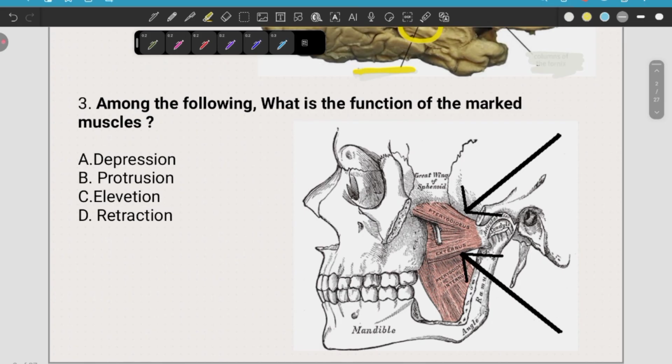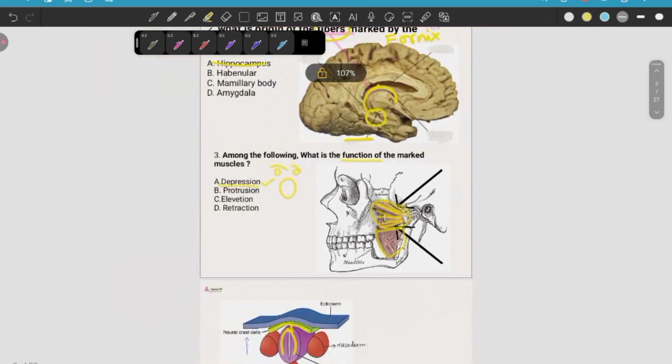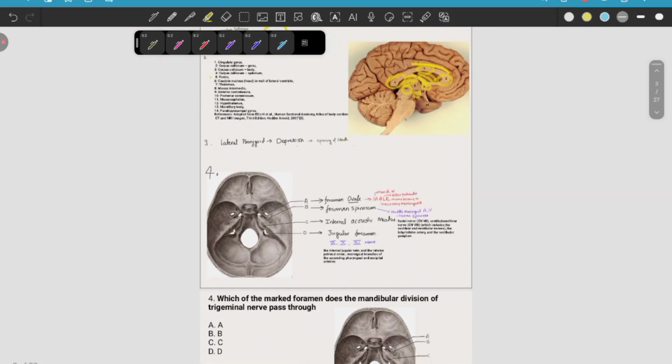Next question, coming to the third one: what is the function of the marked structure? They have marked this side, the lateral side, whereas this is the medial side. So the lateral pterygoid: its main function is depression of the mandible. Hence it will help in the opening of the mouth. Yes, this much.